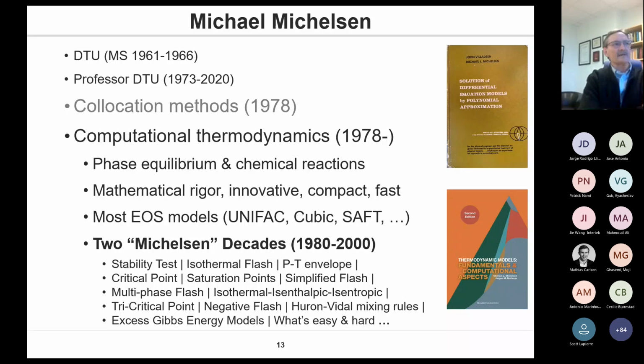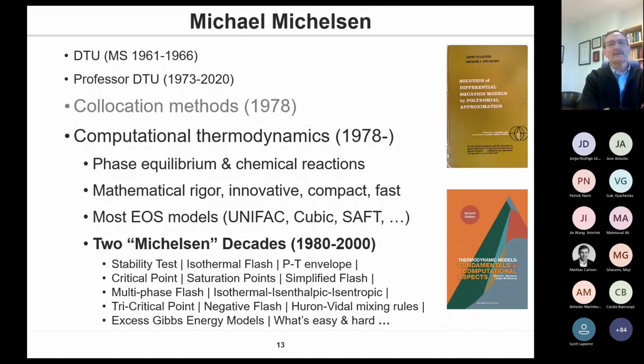And I kind of classified the 2 decades of Michelsen's contributions, talking about the stability analysis, isothermal flash, PT envelopes, critical points, saturation pressures, something that was referred to as the simplified flash calculation, multi-phase flash, isothermal, isenthalpic, isentropic, tricritical point with Bob Heidemann up in Canada, negative flash, an idea of Aaron Zick that we worked together on, and he basically laid out the foundation of what that negative flash calculation was doing. It was not a minimization. It's not really a thermodynamic solution, but it's a solution of the Gibbs energy.